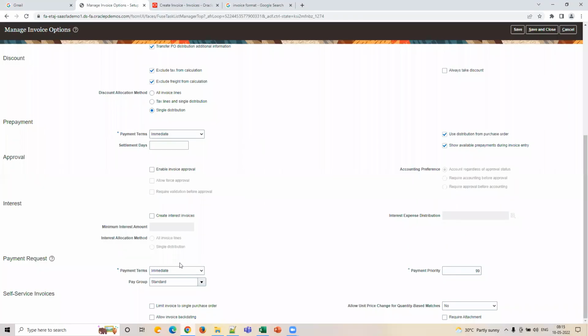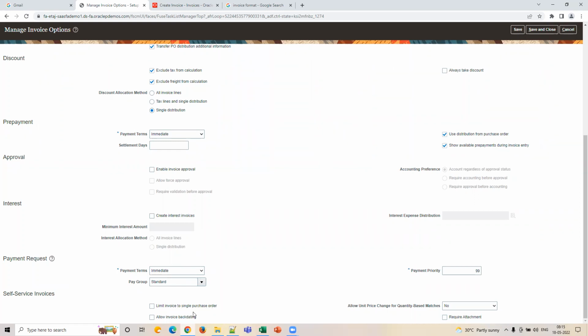So when I'm getting any payment request, what should be my payment term? What should be my payment group? What is my payment priority? Defaulting options. That's it. Again, when it comes to self-service invoice, like I told, right, self-service invoice is where the supplier can work on the portal and do it.